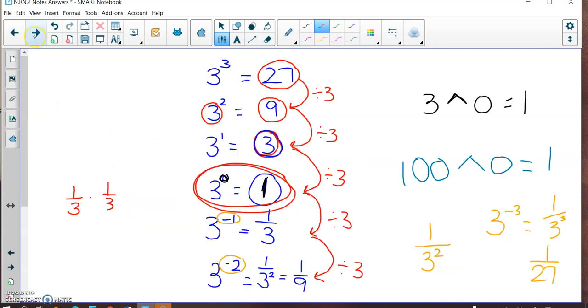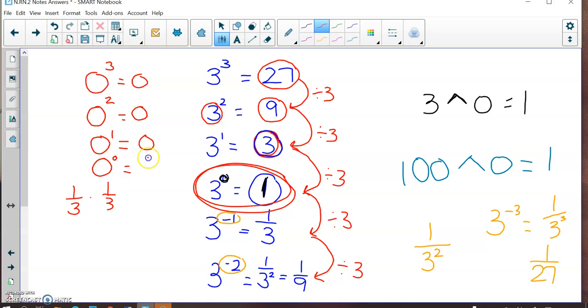But we also learned that by patterns, if I had 0 to the 3rd power, that would be 0. If I had 0 squared, that would be 0. If I had 0 to the 1st power, that would be 0. So by this pattern, 0 to the 0th power would be 0.